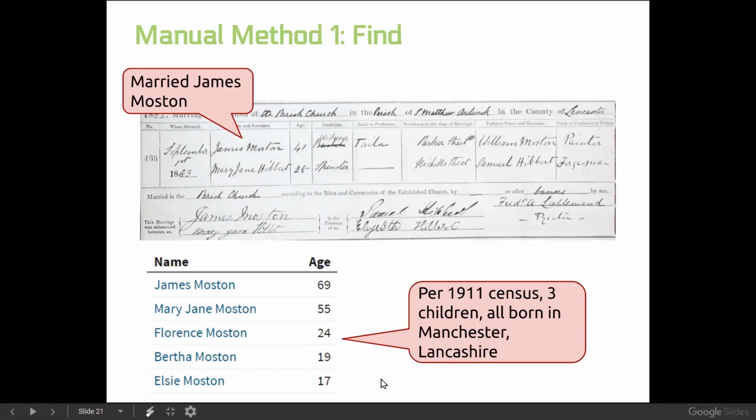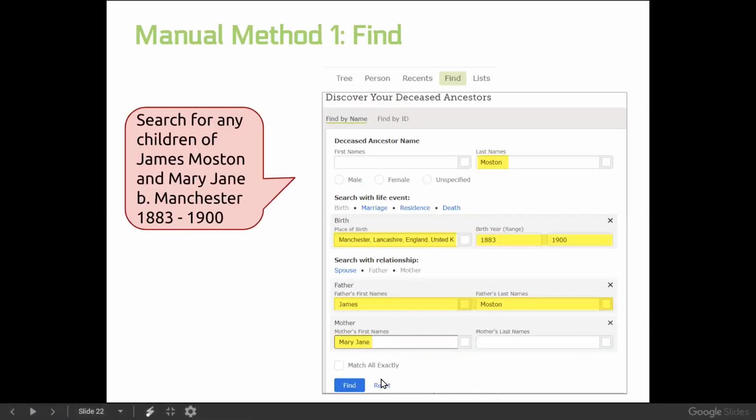So I decided to do a manual find, and I decided to focus on the kids and not the marriage. And so to do a search for the children, I left the first name blank, filled out the last name, put in the birthplace, put in a reasonable birth year for the kids. The couple got married in 83, and I thought, let's just take them up to 1900. That's 17 years, about 20 years, a good span for the woman to be having children.